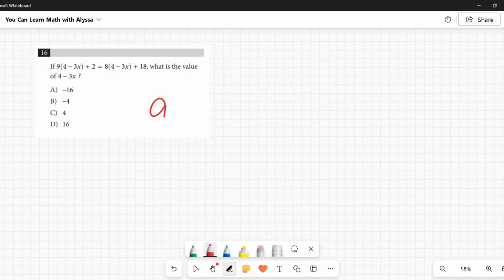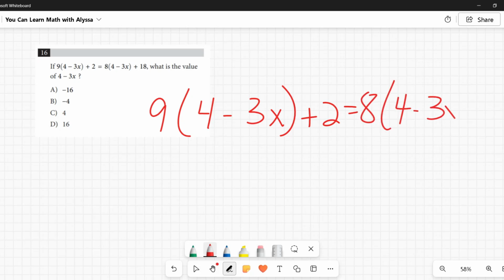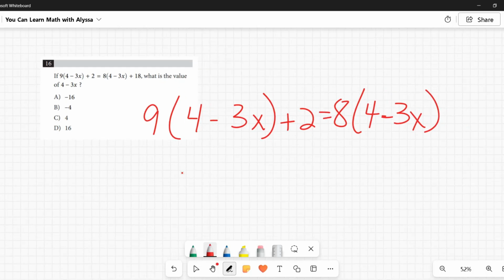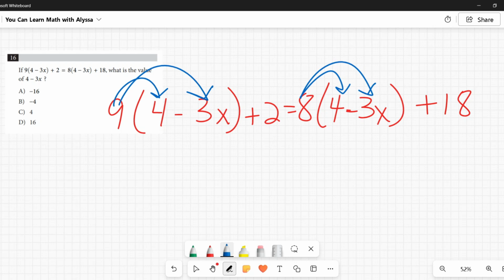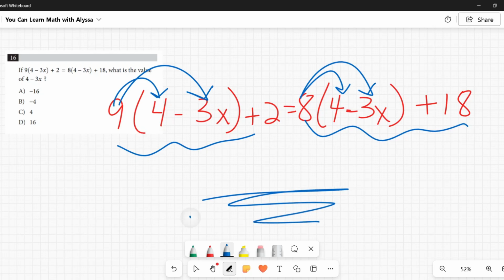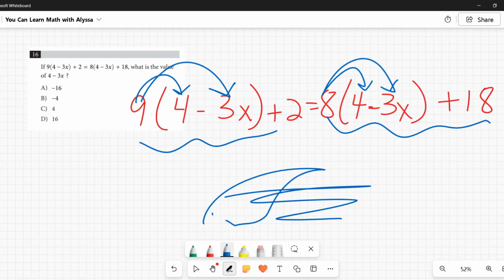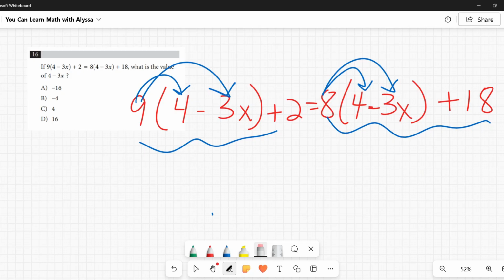Because what's the alternative here? The alternative would be that you would have to distribute all this. Ugh, right? We don't want to do that. That's going to take so much time. 9 times 4, 9 times negative 3x. 8 times 4, 8 times negative 3x. Then combining like terms over here, combining like terms over there, solving for x, then plugging it back into 4 minus 3x to get our answer. Is that possible? Absolutely. It is. I do not recommend it.